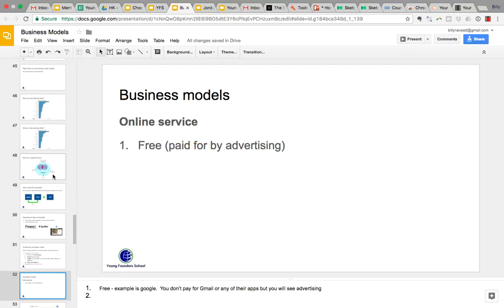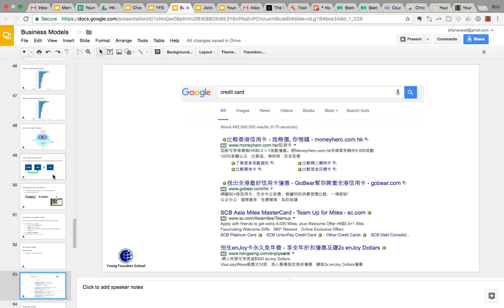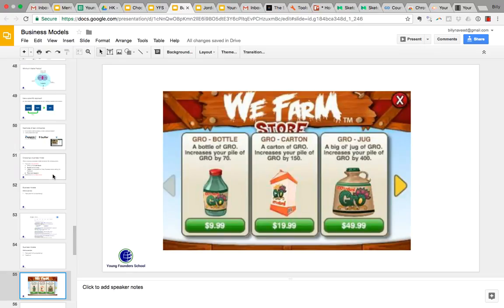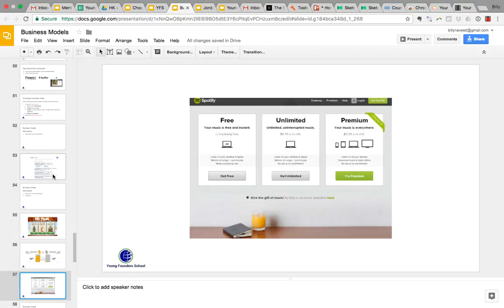And we talk about different ways of monetizing their online services, right? So free can pay for itself through advertising, such as Google. Freemium, here we have an example of Farmville. And then we talk about how freemium is actually not a bad thing, because 90% of the revenue in the App Store comes from free games. So don't think it's a bad thing.